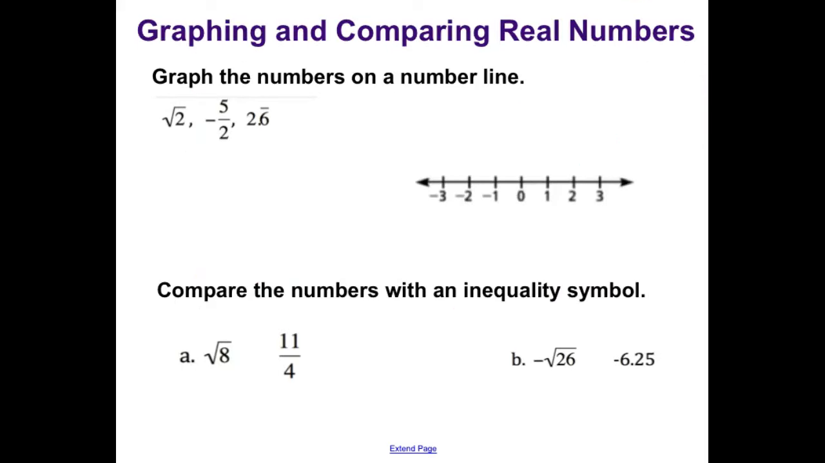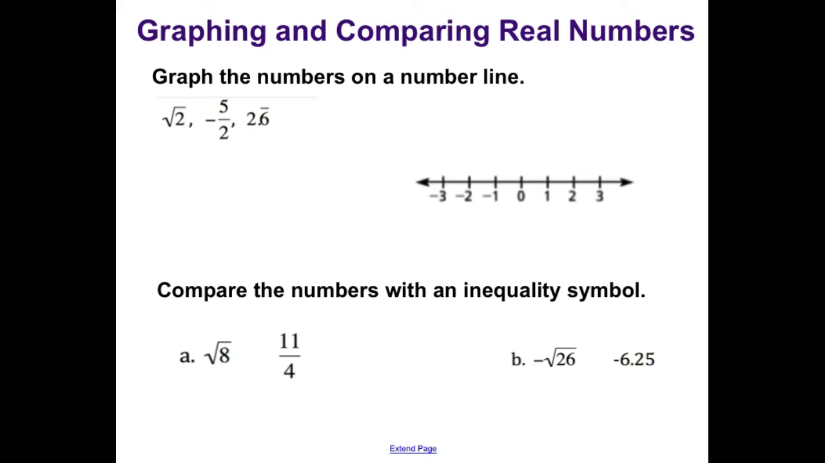All right, so graphing and comparing real numbers. This is a review for you guys. You've done this before, but basically what I want you to do is to take these numbers and graph them on a number line. I'll go through the first few with you. The first one says square root of 2, -5 halves, and 2.6 repeating.